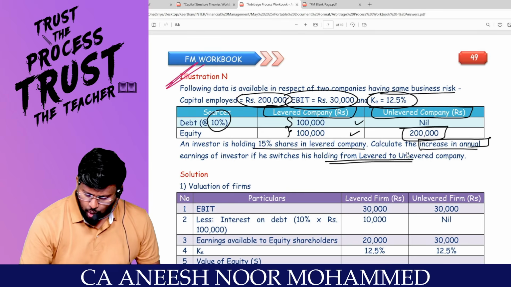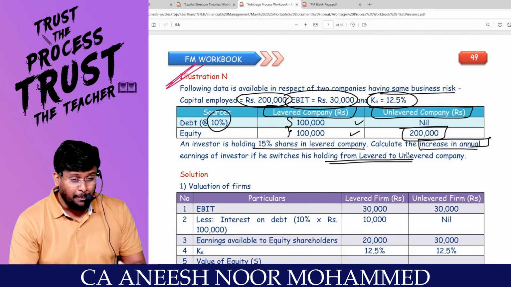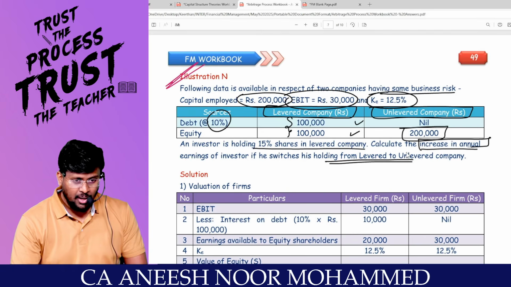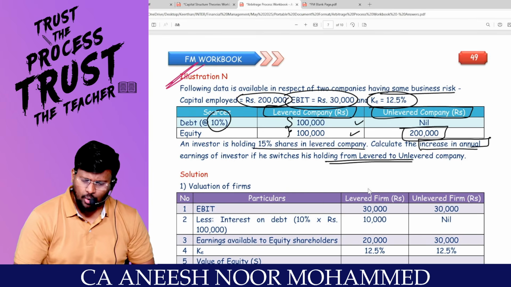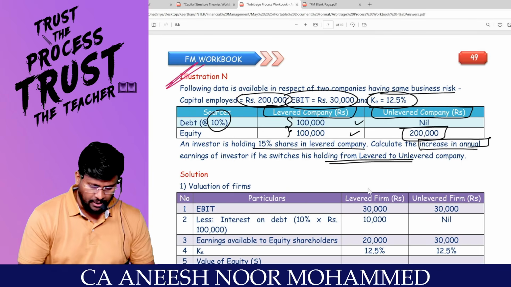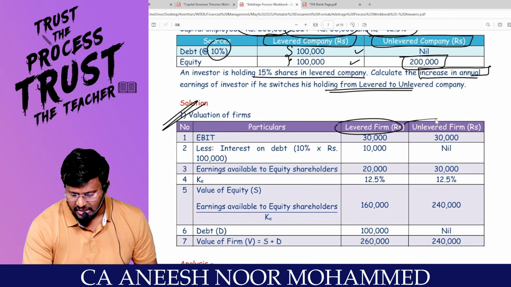If you want to know increase in annual earnings, 100% of the money should be invested in the unlevered firm. Can we do? Yes, sir. Sir, everything actually they have given. Sir, tell me. I'm going to value of the firms. Tell me, this is levered firm and this is unlevered firm.